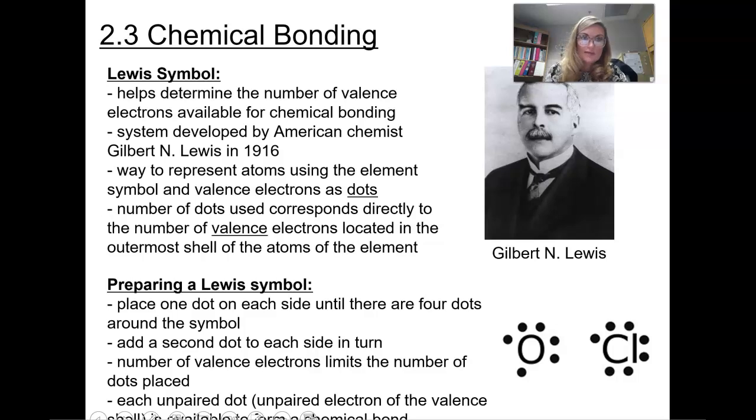There's several different ways that you can write out chemical bonding. You can write out different things for chemistry. One way is referred to as the Lewis symbol. That's going to help to determine the number of valence electrons available for chemical bonding. This system was developed by an American chemist, Gilbert N. Lewis, in 1916. The way it represents the atom, it's going to use the element symbol in the center, and it's going to put the number of valence electrons around that symbol.